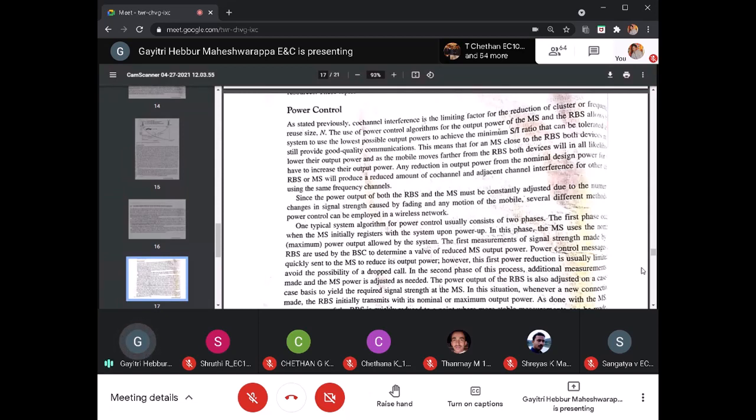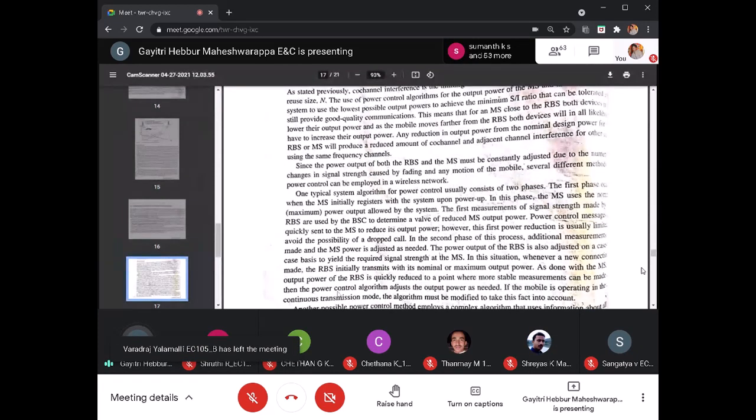The first measurements of signal strength made by the RBS are used by the BSC to determine the value of reduced MS output power. So power control messages are quickly sent to the MS to reduce its output power. However, the first power reduction is usually limited to avoid the possibility of dropped calls. And in the second phase of the process, additional measurements are made and the MS power is adjusted as needed. The power output of the RBS is also adjusted based on the required signal strength. Whenever a new connection is made, the RBS initially transmits with the nominal or maximum output power, as done with the MS output power, quickly reduced to a point where more stable power requirements can be made.